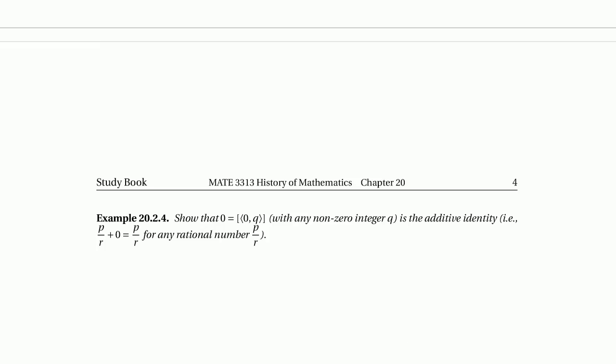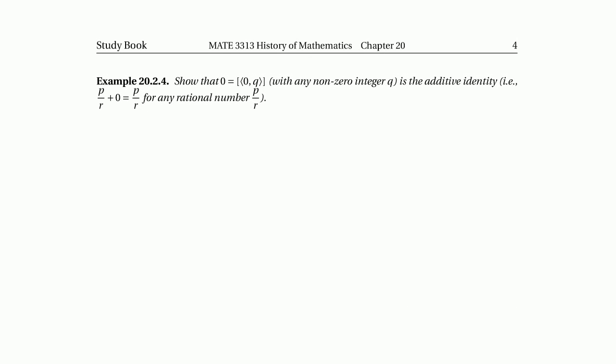Okay, let's look at the next case. Now let's show 0, which is representing that equivalence class (0, q). We don't need to say this by the definition, it's clear, right? q cannot be 0, but I want to just emphasize that. Then 0 must be the additive identity, which means if we add 0 to any rational number, it just returns that rational number itself. Okay?